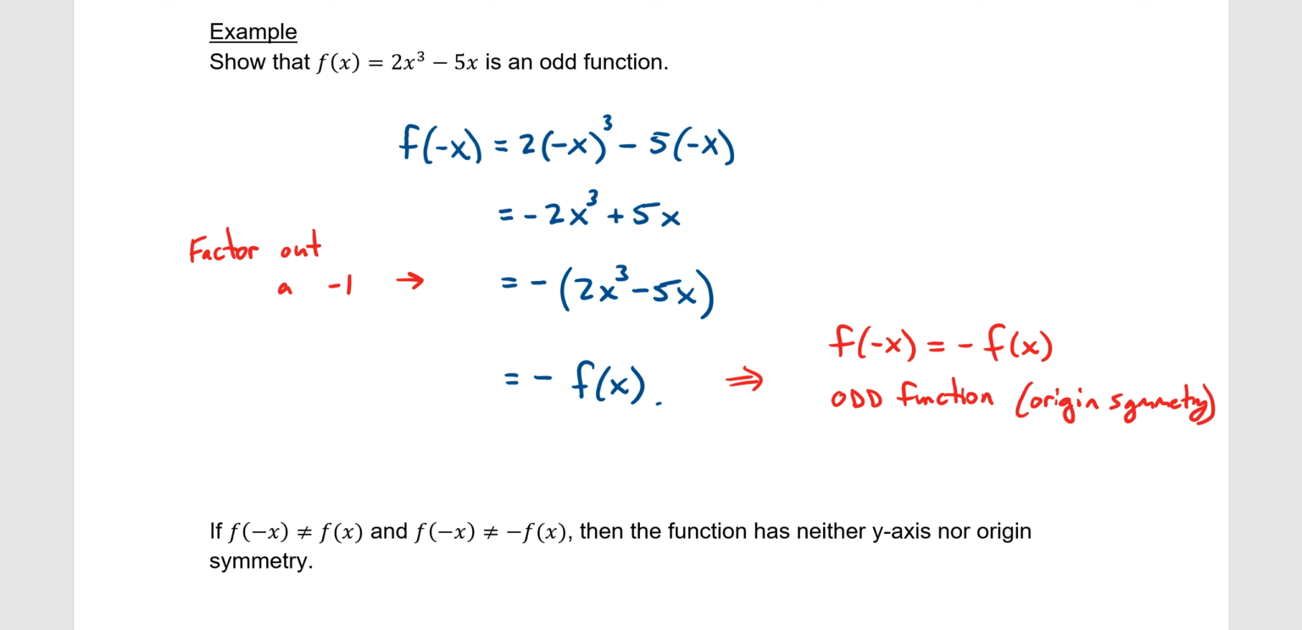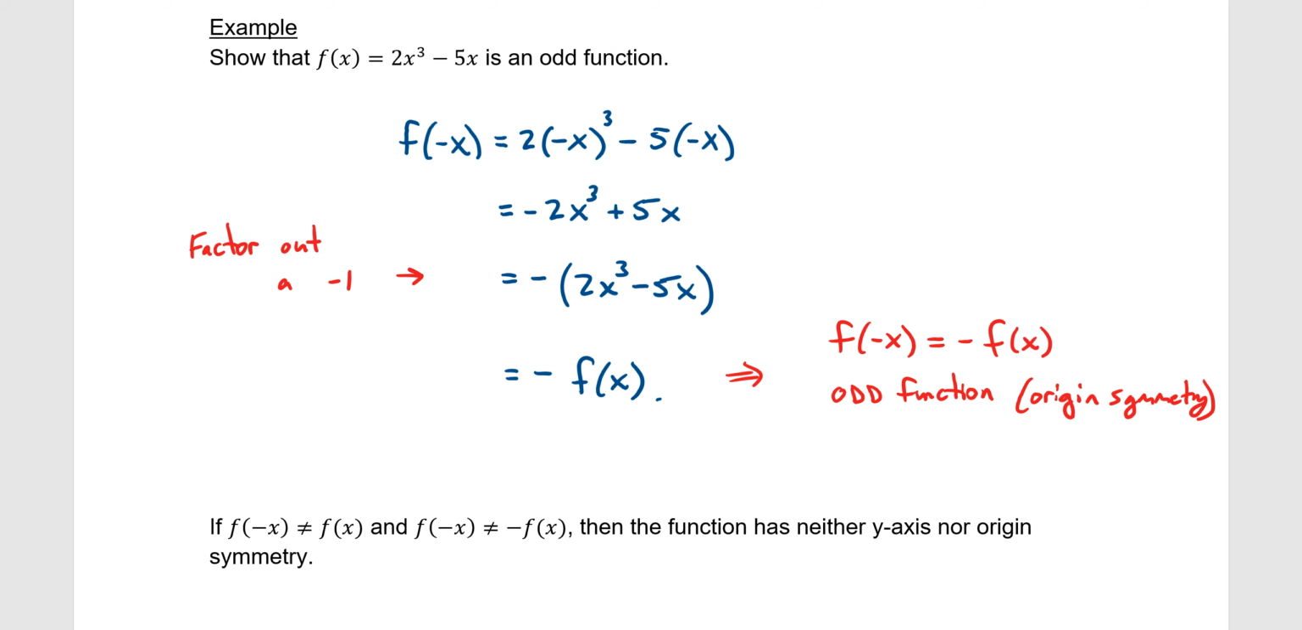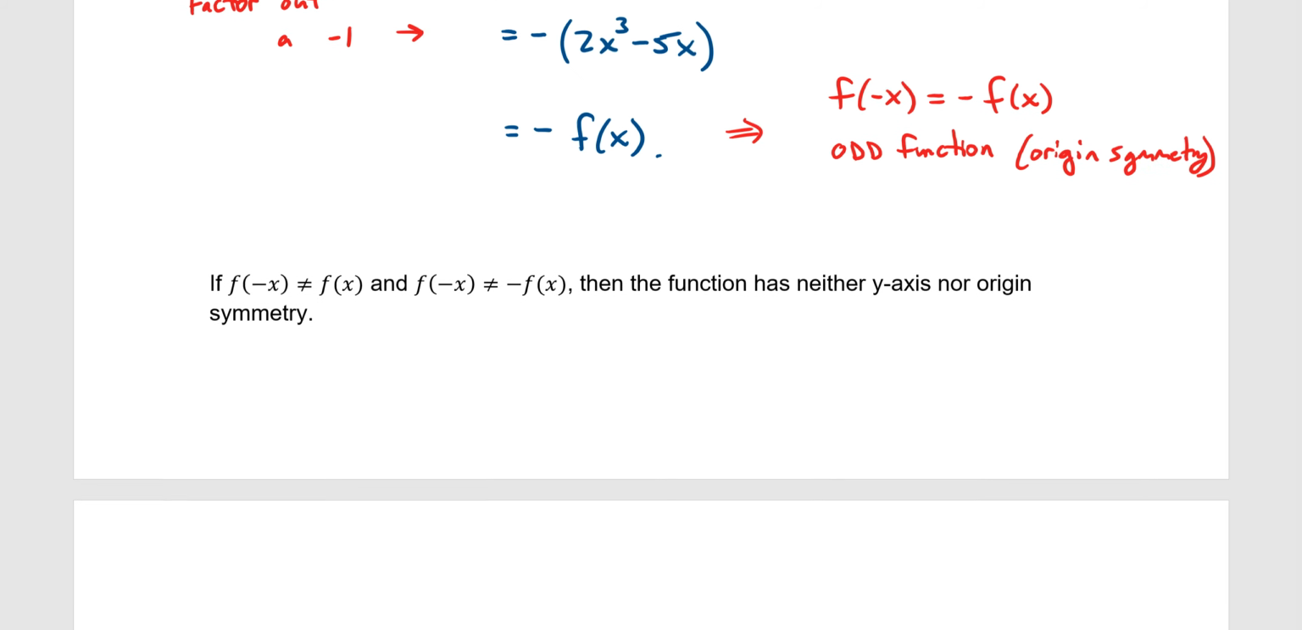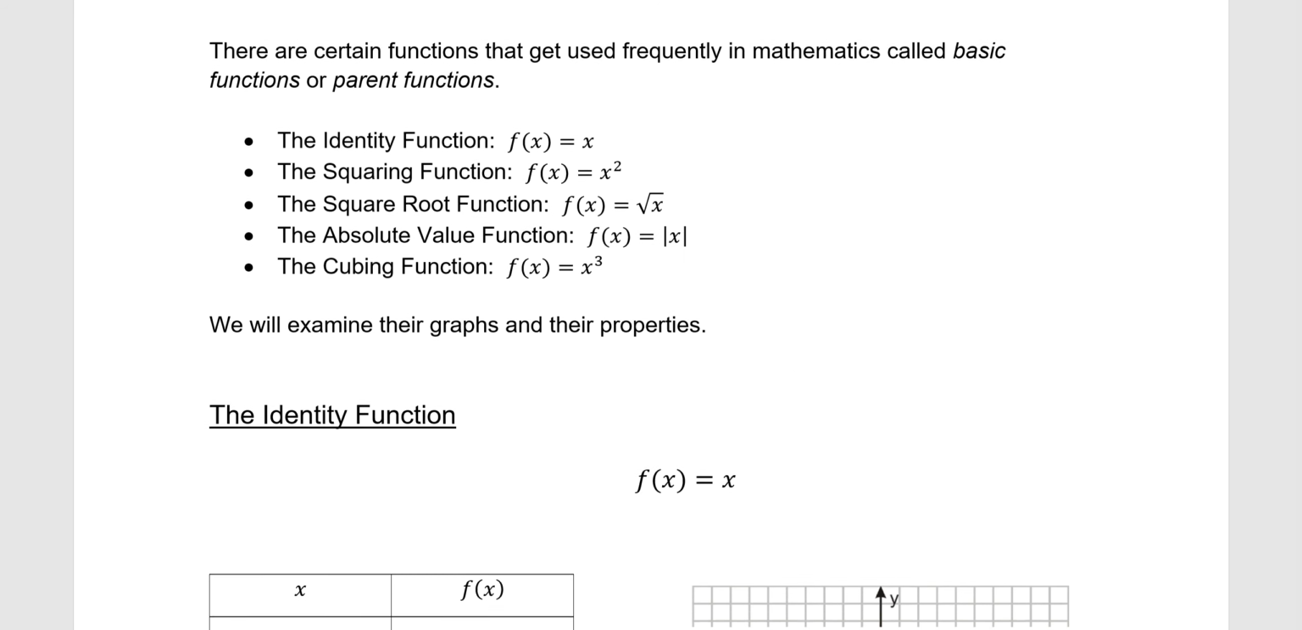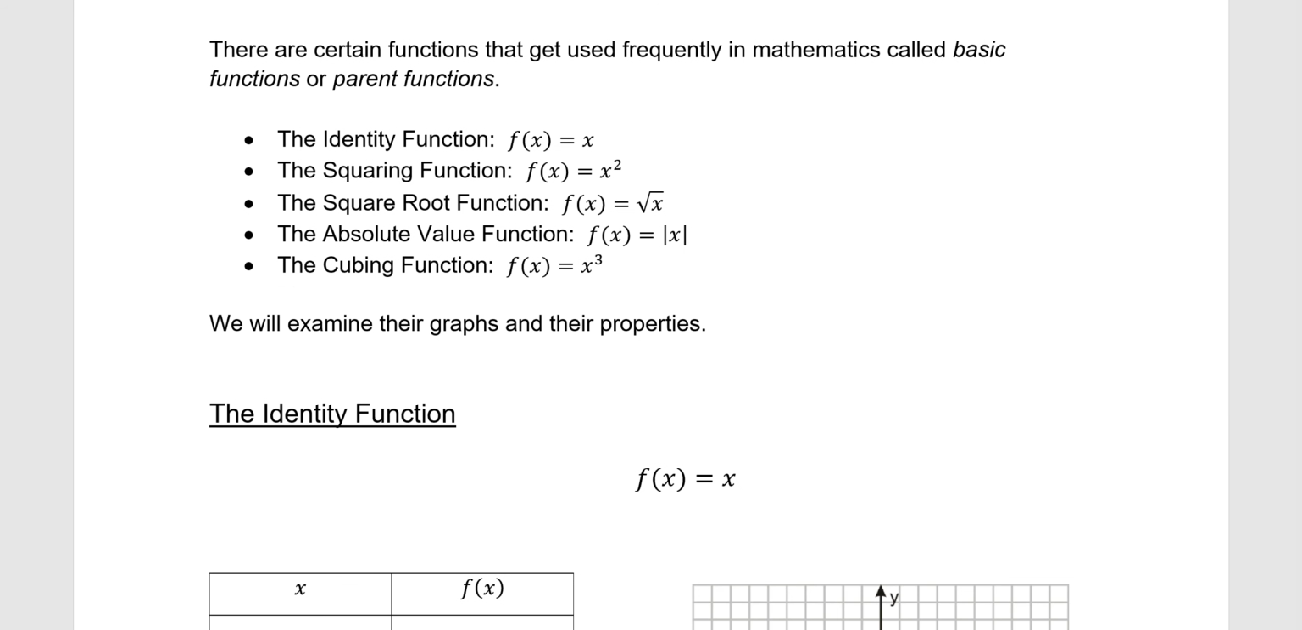So this little note here at the bottom, if f of negative x does not equal the original, and if f of negative x does not equal negative f of x, then the function has neither y-axis nor origin symmetry. Okay, so that is the two main symmetries that we'll be dealing with. Now let's move on to the basic functions that we'll be working with.